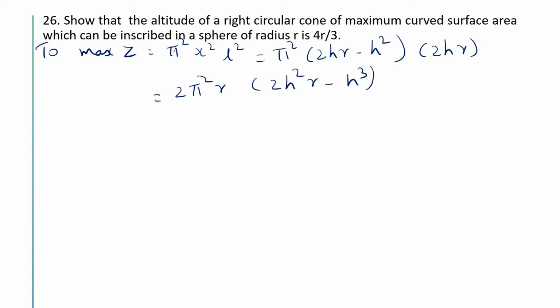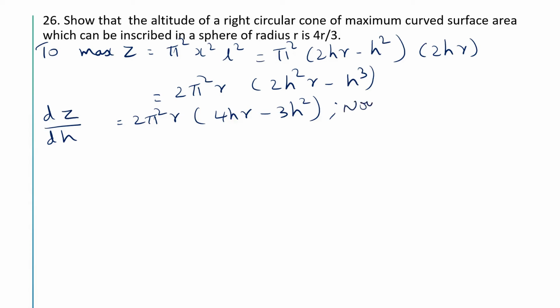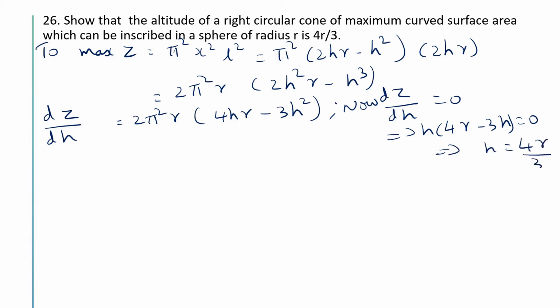Now we have to find the critical points. So let us find dz by dh. It is equal to 2 pi square r into 4hr minus 3h square. Now dz by dh equal to 0. It means we have h into 4r minus 3h equal to 0. We cannot have h as 0. Therefore, we get h is equal to 4r by 3.